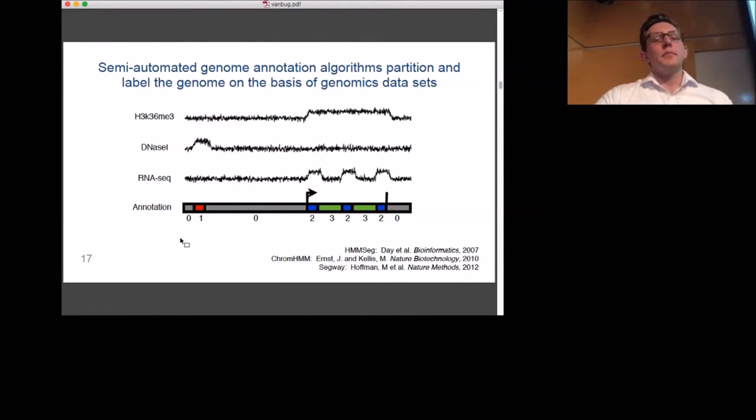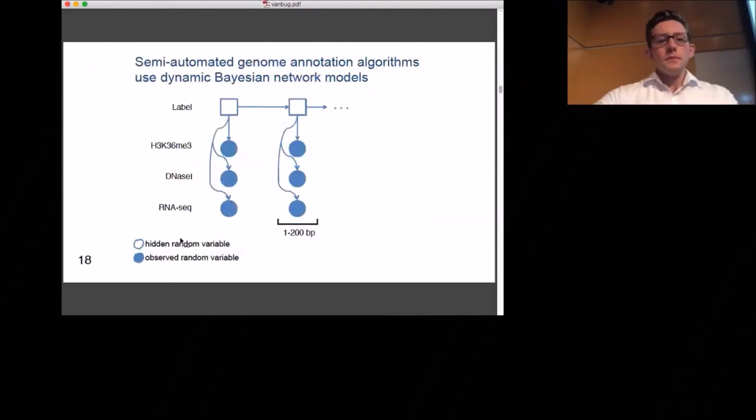If you do this at a small scale, I'll talk about this a little bit later, you might find things like promoters and enhancers. We're doing this at a broader scale, at the scale of 100,000 to a million base pairs, so we're looking for new types of chromatin domains. The computational approach here is a probabilistic graphical model, specifically a type of model called a dynamic Bayesian network, which is a generalization of a hidden Markov model.